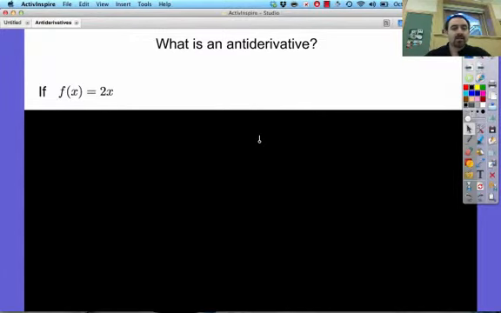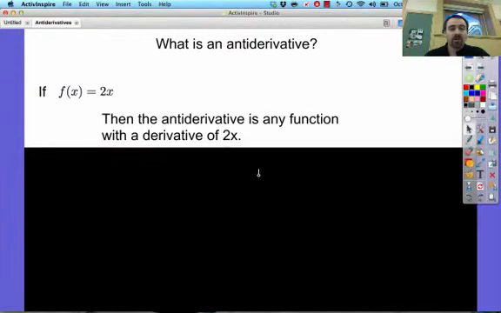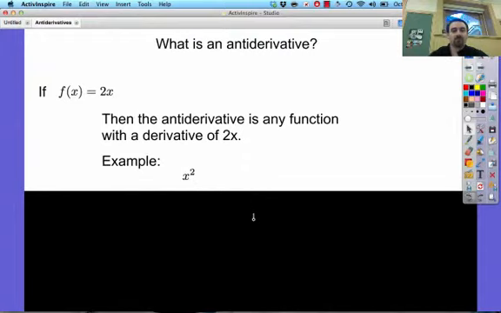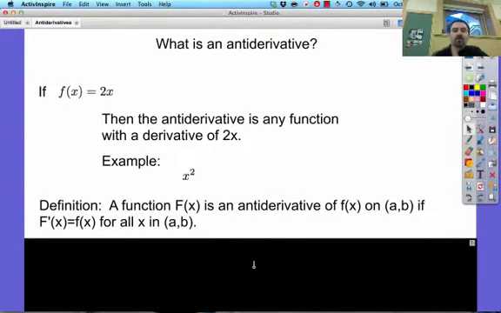Okay, basically the concept is that if f of x equals 2x, the antiderivative is any function with that as a derivative. So a good example would be x squared. The derivative of x squared is 2x. Okay, pretty straightforward, right? Okay, here's the definition straight up.